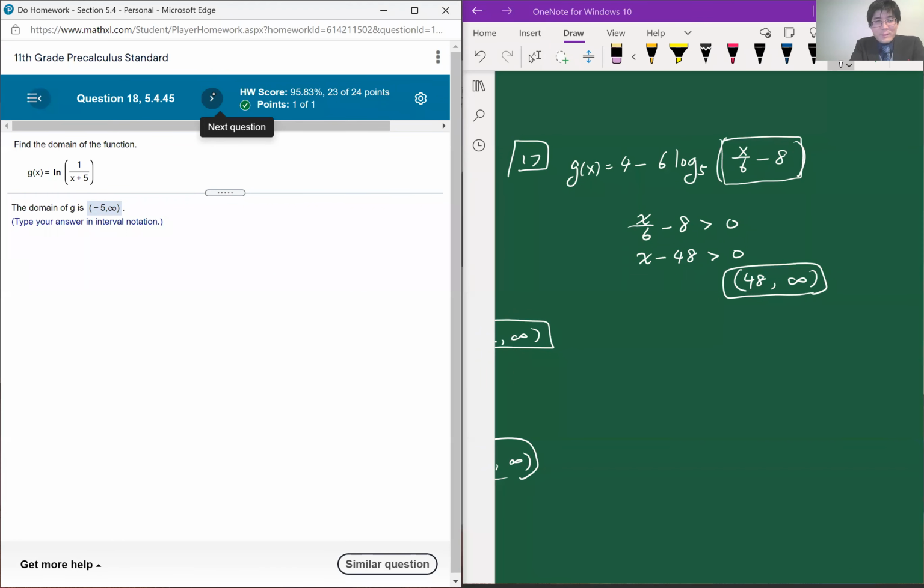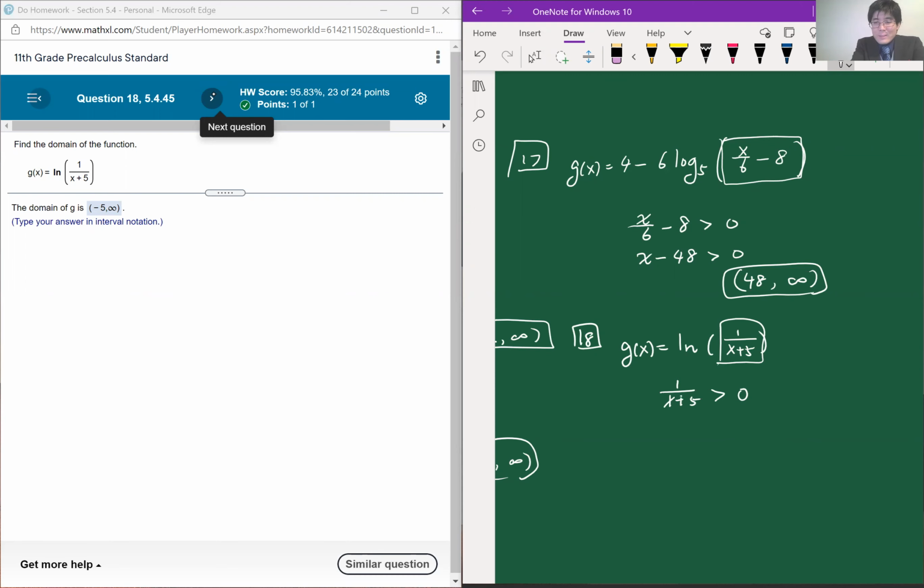Another domain problem, number 18. g(x) is equal to natural log of 1 over (x plus 5). The domain must satisfy the following inequality: 1 over (x plus 5) must be positive. To solve this inequality, this is from chapter 4, rational functions.